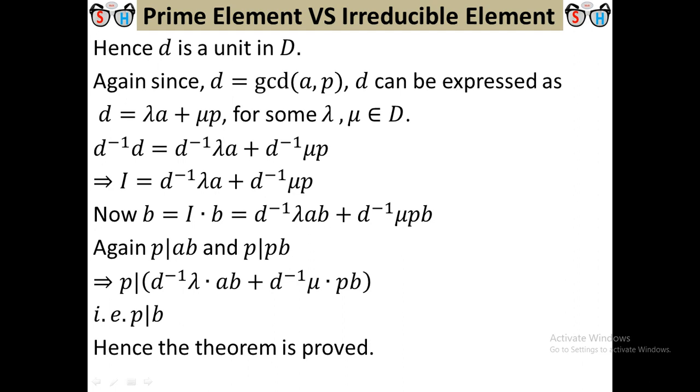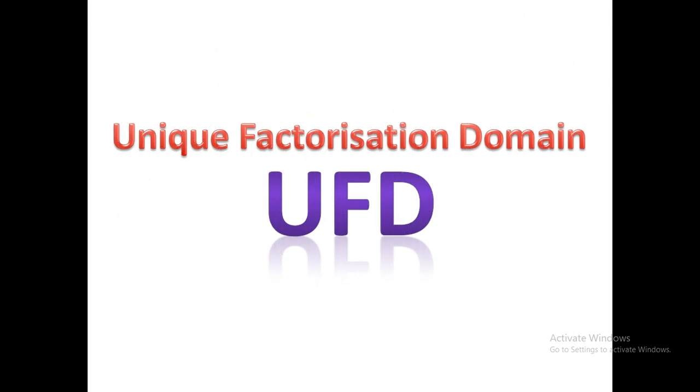So in an integral domain, every prime element is an irreducible element, but an irreducible element is not necessarily prime. But in a principal ideal domain, both parts hold, that is, every prime element is an irreducible element as well as every irreducible element is a prime element. However, now I will go into unique factorization domain.